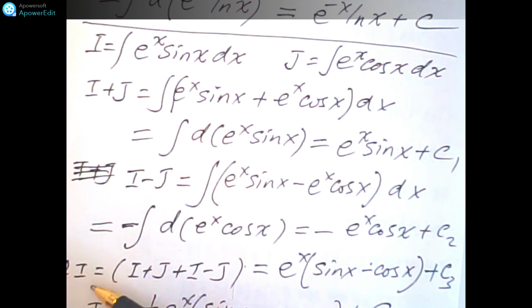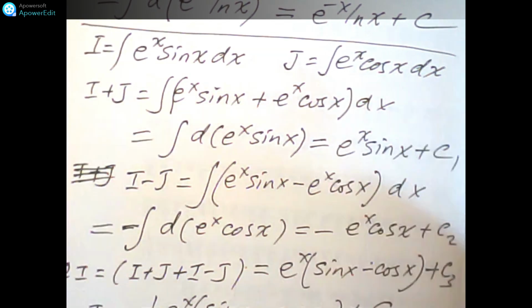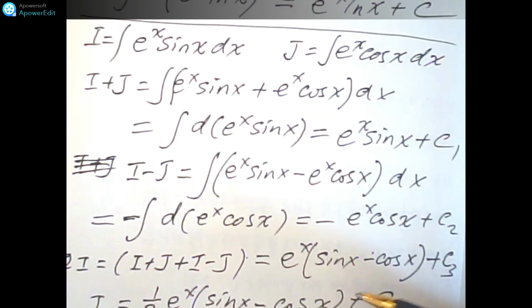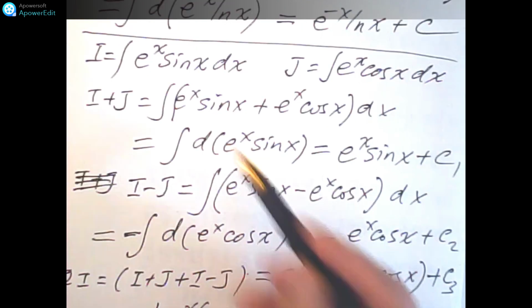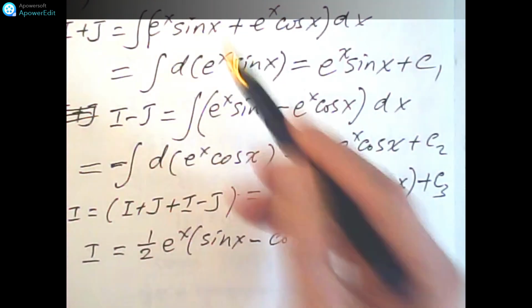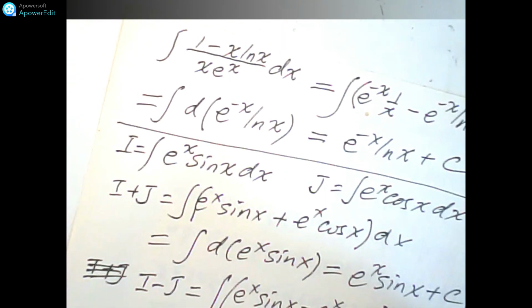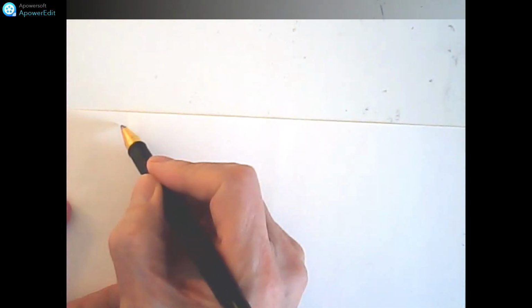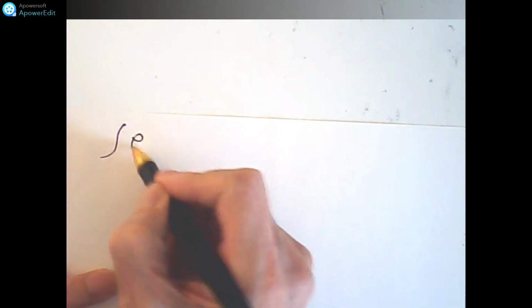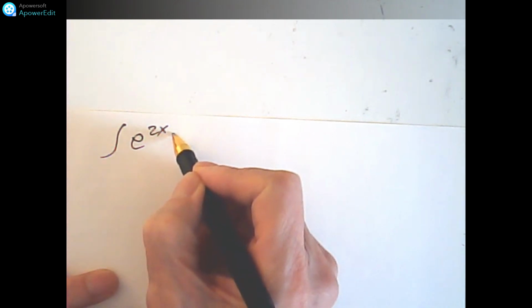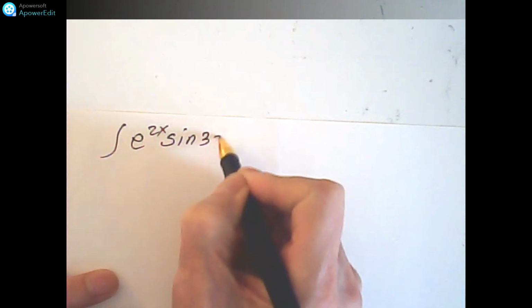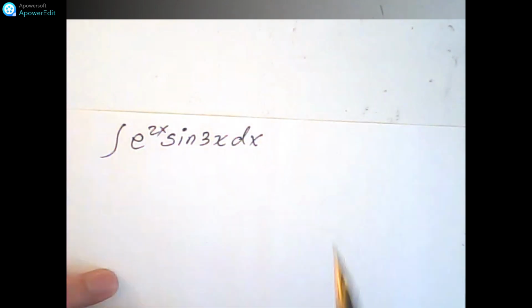Also, we can find J, you know. How to find J? This minus that, divided by 2, and you get J. So I think this is a wonderful method to do this kind of integral. And then further, we can do this type of integral, e to the 2x sine 3x dx.